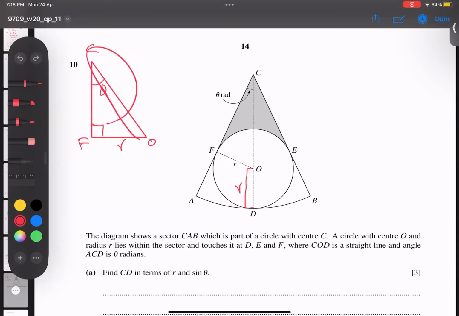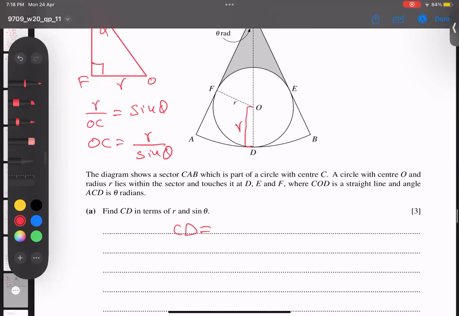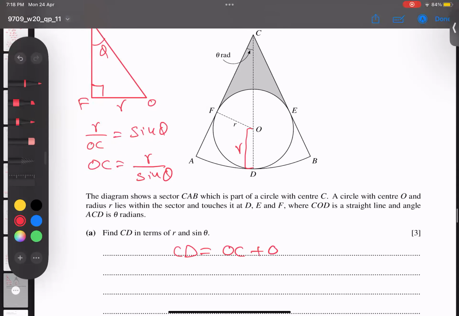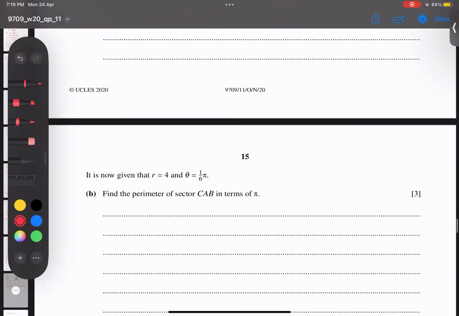In front of 90 is called the hypotenuse. So opposite over hypotenuse is equal to sine theta. If OC goes there, this comes down, so OC is R over sine theta. I think it's a very clear approach. So what is CD equal to? OC plus OD. OC I just got as R over sine theta, plus the radius. Alhamdulillahi rabbil alameen, this is done.